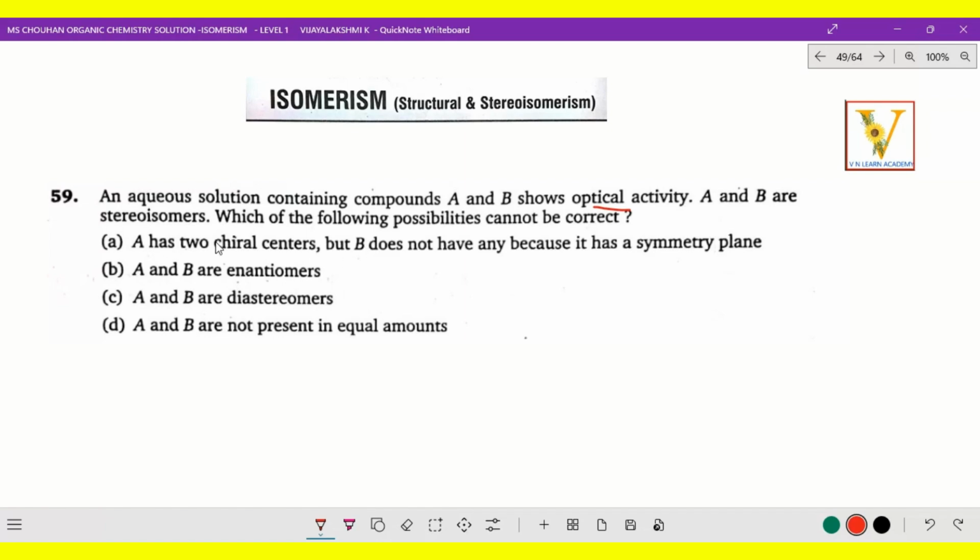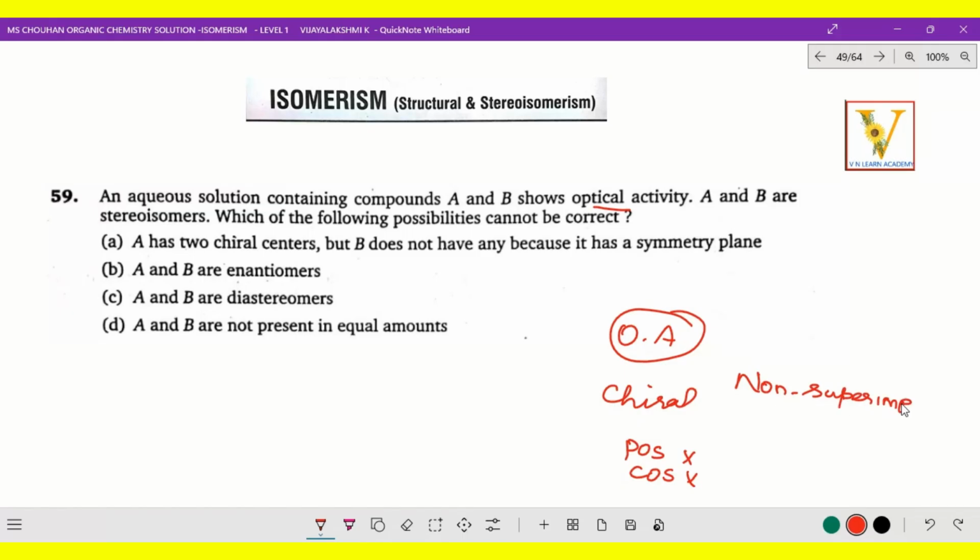So, optically active. Optically active means it has to be chiral, and POS and COS will be absent. It has a non-superimposable mirror image, and it can rotate plane polarized light. These are all for optically active.